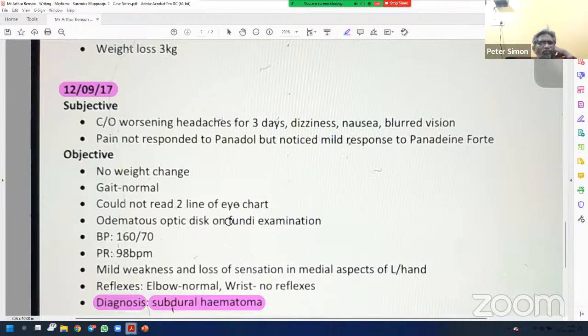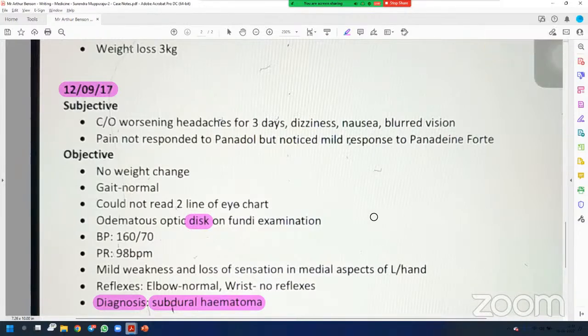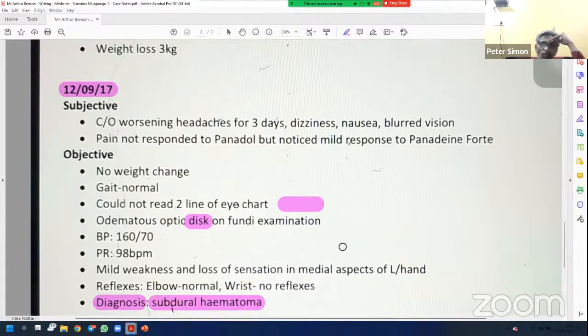That means both the eyes then. Because when right is not given and left is not given, that means both the eyes. So it should be optic discs, right? Could not read the second line of the eye chart. Normally we see with the first left eye, then right eye, right? So that means both the eyes.